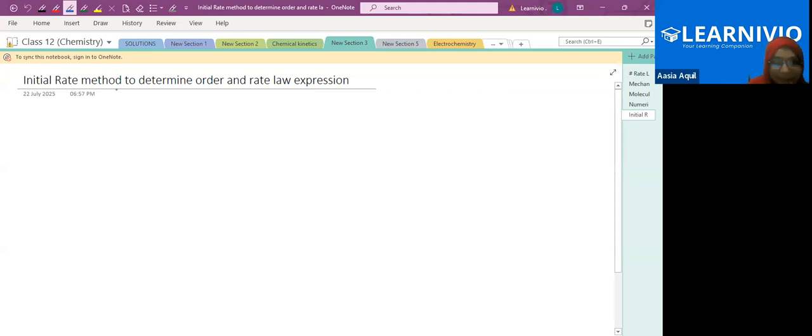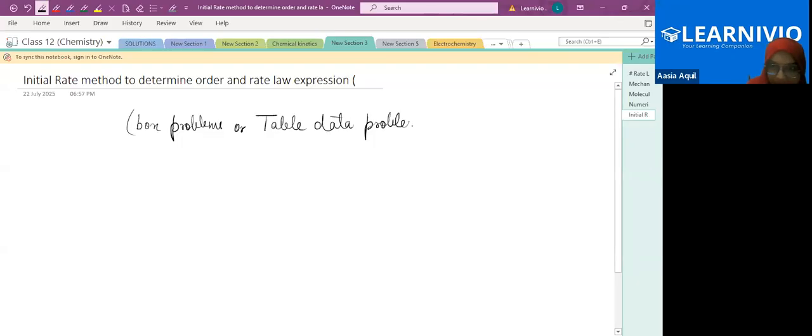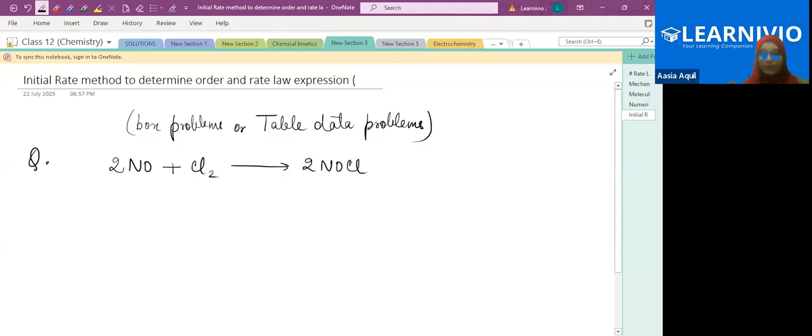Basically, we always use this type of method when the question is a box problem or table type of data problem. The information is given in tabular form. Okay, so let's see some numericals. Suppose the question is, when 2NO reacts with Cl2, it will give you 2NOCl. So the reaction will be given first. Okay, I will just draw the box.